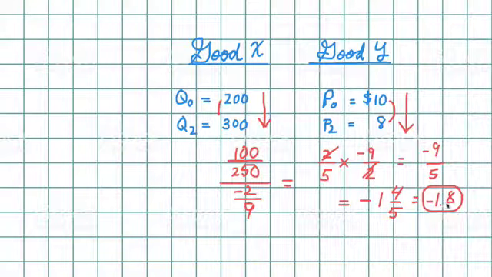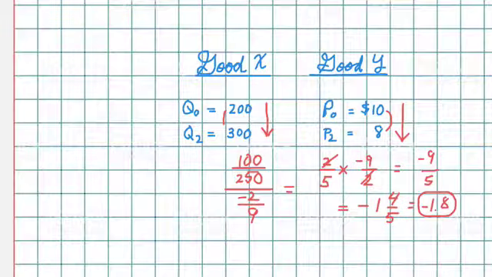What it says is, when the price of good Y moves in one direction by 1%, the quantity demanded of good X will move in the opposite direction by 1.8%. So for example, if you had a 10% rise in the price of good Y, the quantity demanded of good X would have moved in the opposite direction by 18%. All right? So anyway, that's how you calculate cross-price elasticity of demand.